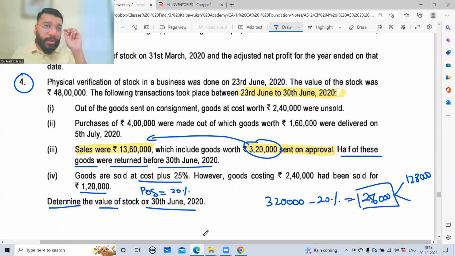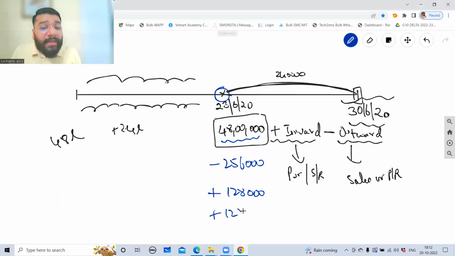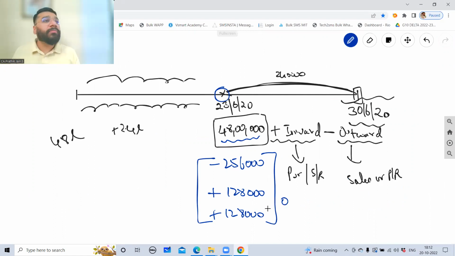So even as per SOGRA concept, if there are any goods with the customer, if they are lying unsold, those goods are part of our inventory. Therefore, I need to add even the remaining 1,28,000 worth of inventory where no intimation has been received. So can I say, if I do this, the impact is 0. So for this, I will not record any impact.